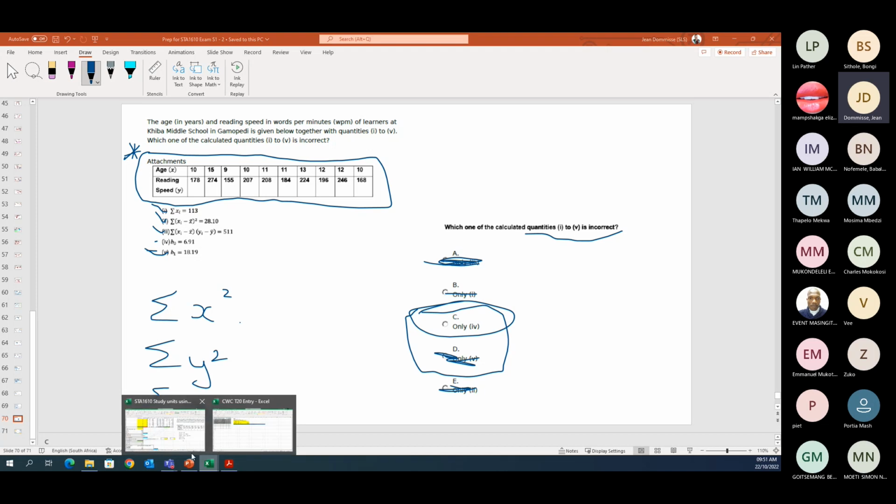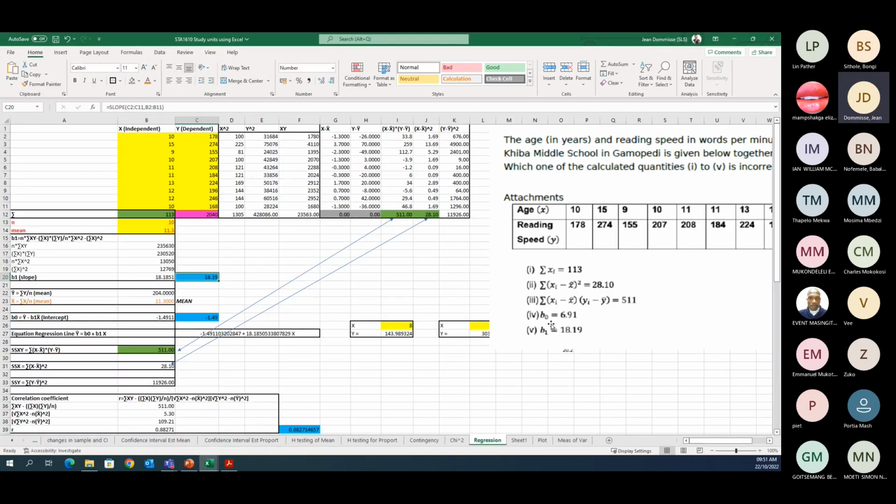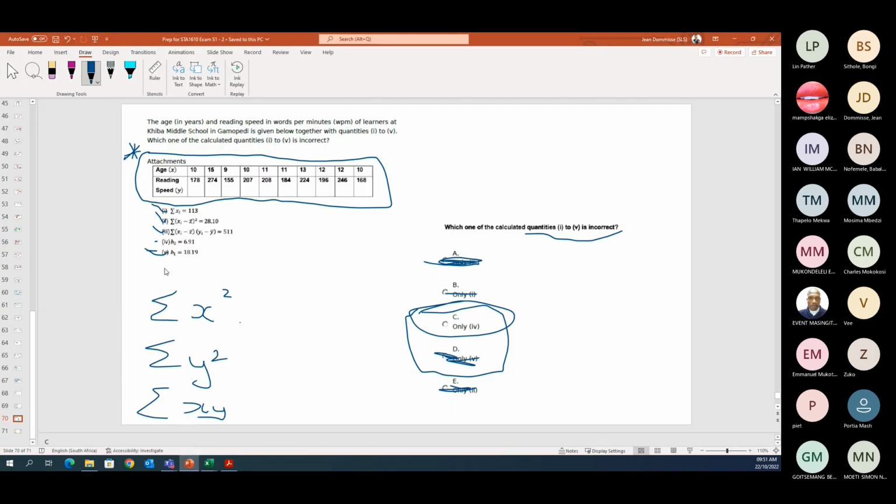So let's just check why. They said 6.91 and we calculated it as minus 1.49. So the incorrect one would have been option 4, but in this instance, it is option C.